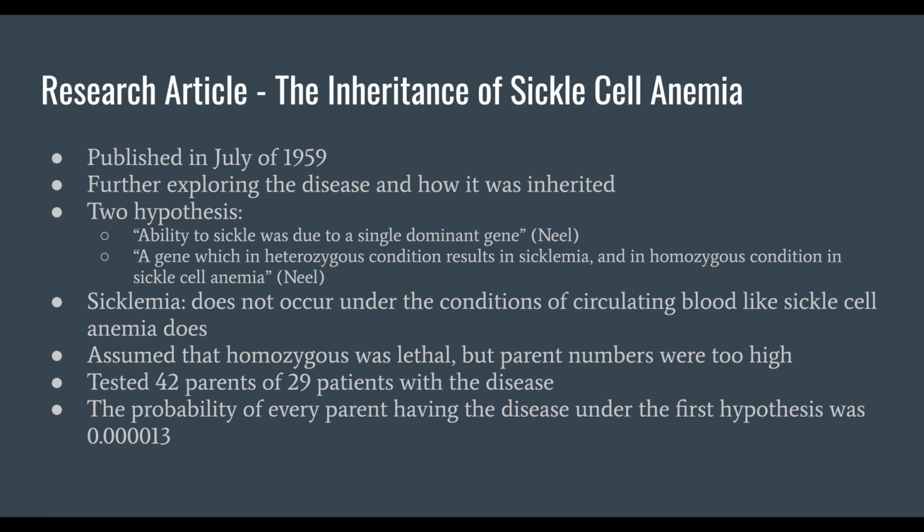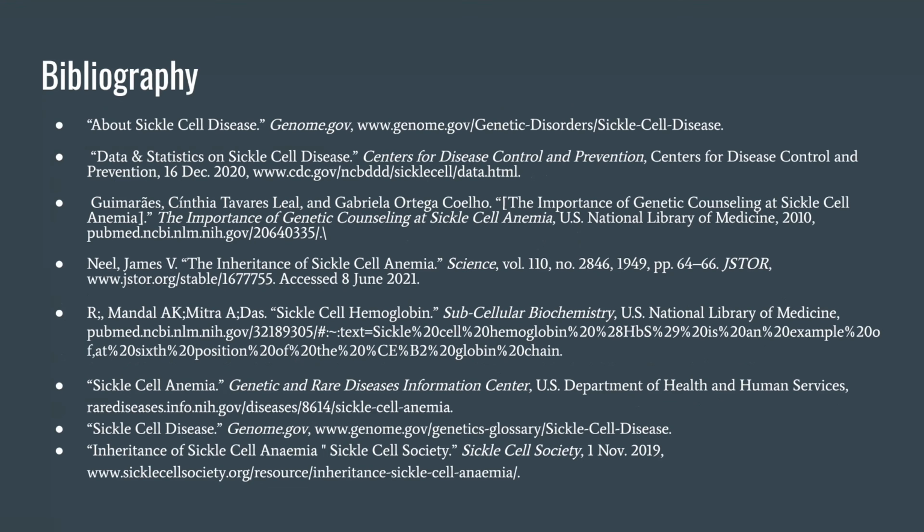And so this is when the hypothesis was disproven, and he was able to disprove it because the probability of every parent having sickle cell anemia under the first hypothesis was 0.00013%. So basically, this first hypothesis that many scientists had followed up until this point was disproven, and sickle cell anemia was found to not be a dominant trait. It was recessive. And here are our bibliographies.